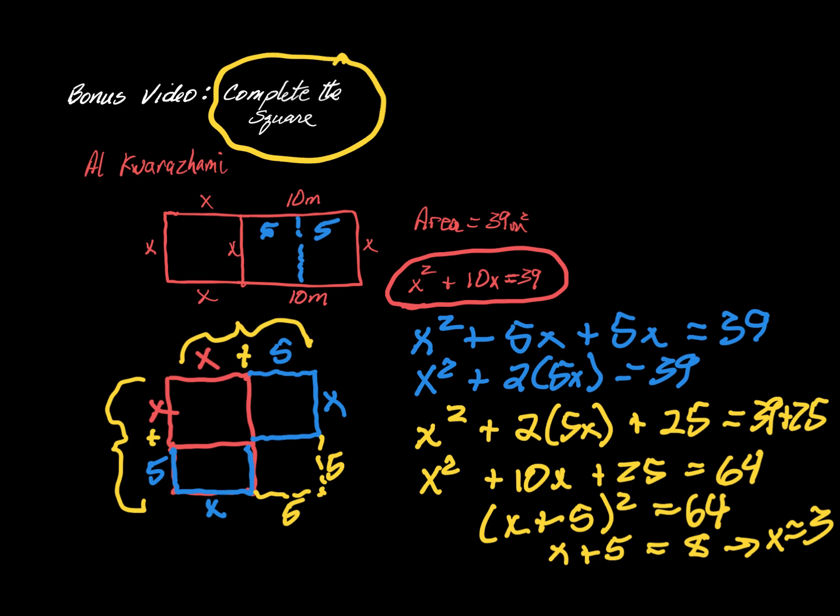Okay? And that's how Al-Khwarizmi took an ancient problem that was very hard to solve, and using symbols of algebra, essentially the x, was able to geometrically deduce that the correct size of the square room would be 3 meters by 3 meters.